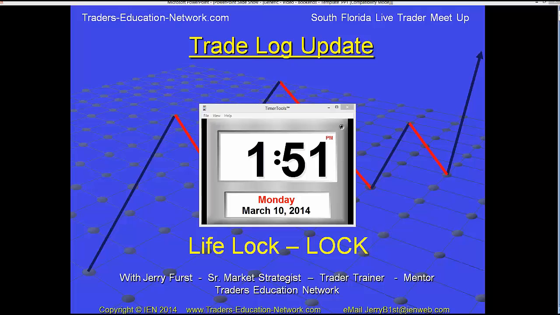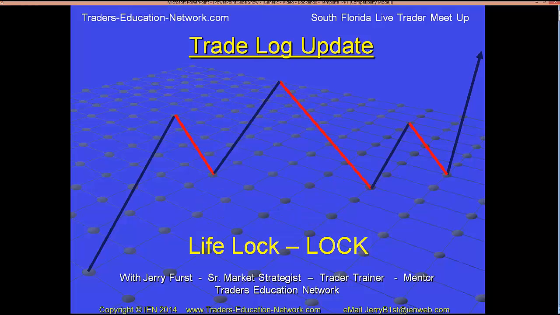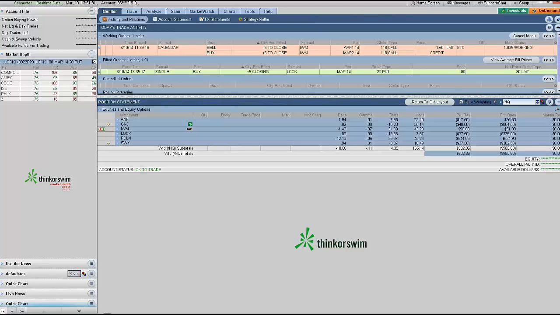And so we're going to take a look at Lifelock here, where we have a trade adjustment. And let's also briefly take a quick look. We have several positions open in the trade log with Abercrombie & Fitch, GNC, the IWM ETF on the Russell 2000, Priceline, Safeway. Visit the trade log on the Investors and Traders Education Network.com website.